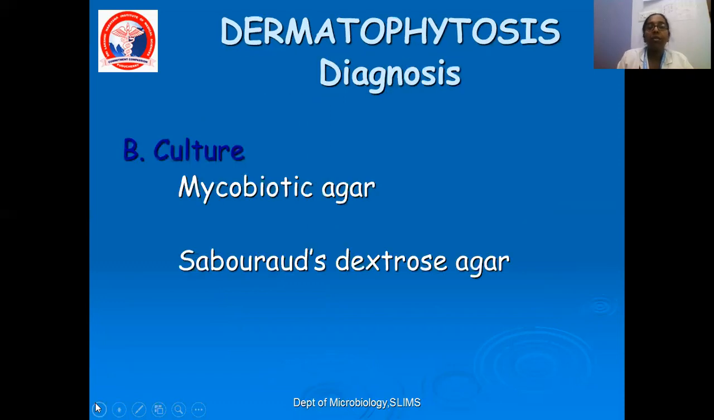So what is the agar which we commonly use? We use Sabouraud dextrose agar, adding some antibacterials. We add cetrimide since we keep it for a longer time, so it takes a longer duration for growth.